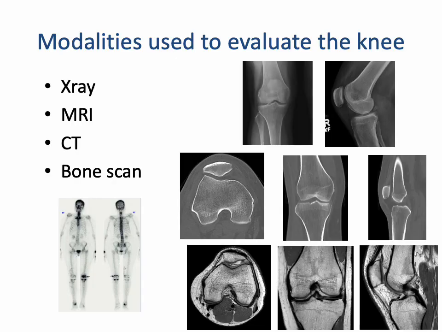So there are different modalities used to evaluate the knee. Primarily, most people's first modality will be X-ray. And depending on that and their clinical presentation, either MRI or CT. Bone scan can also be useful in a number of cases, and what we've not mentioned here is ultrasound, which is particularly useful for assessing some of the soft tissue structures around the knee.